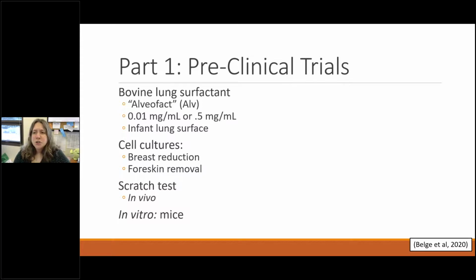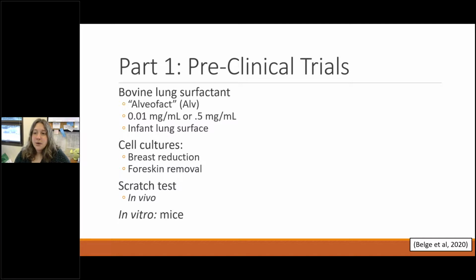The scientists determined 2 concentrations, 0.01 milligrams per milliliter and 0.5 milligrams per milliliter, using the area of lung surface in newborns, which, as we know, can be administered surfactants. They began the first round of trials by scratching the cell cultures and placing 0.01 milligrams per milliliter onto the wound. The scientists saw that keratinocyte cells migrated quickly in the presence of ALV compared to the control.